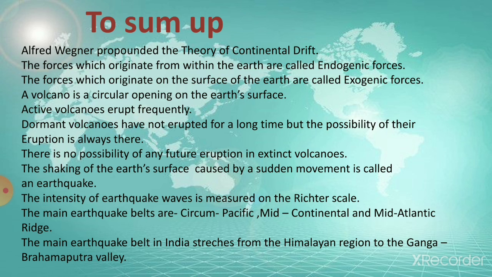Then what is an earthquake? The shaking of the earth's surface caused by sudden movement is called an earthquake. The intensity of earthquake waves is measured on the Richter scale, and we have seen that the main earthquake belts are Circum-Pacific, Mid-Continental and Mid-Atlantic Ridge. The main earthquake belt in India stretches from the Himalayan region to the Ganga Brahmaputra valley, right? So these are all the points we learned in this chapter.